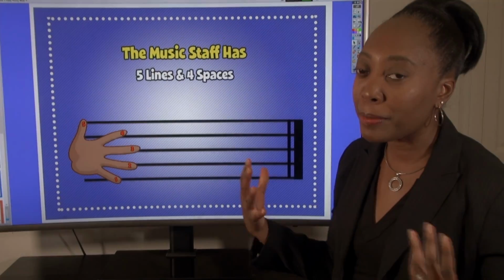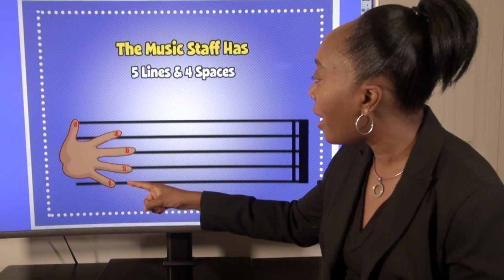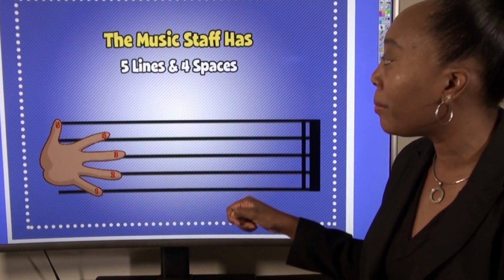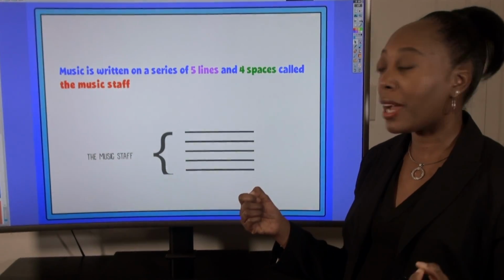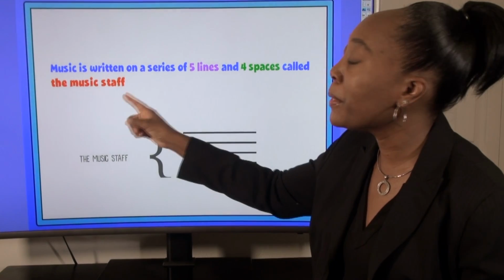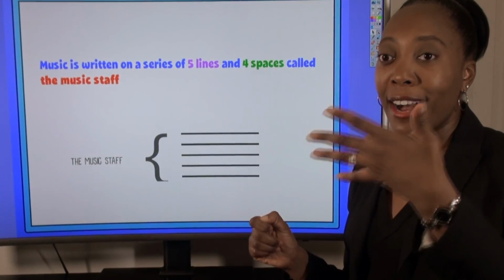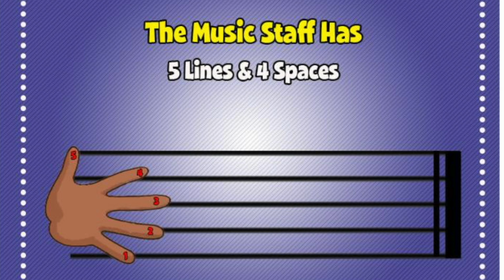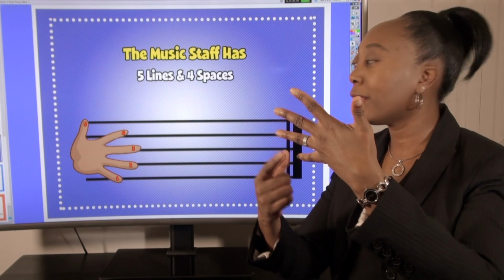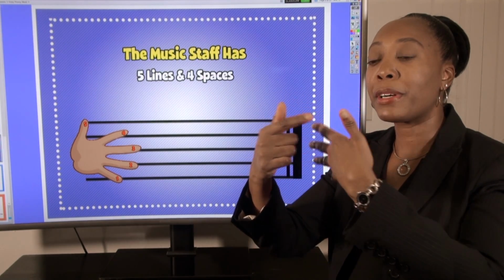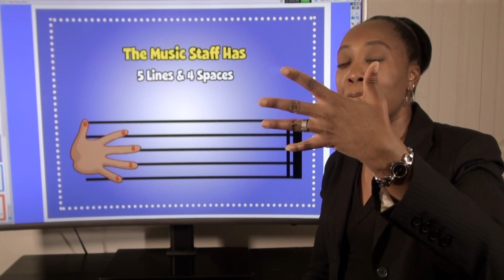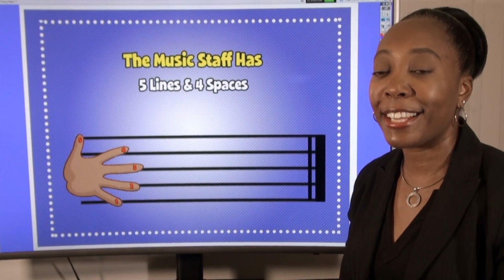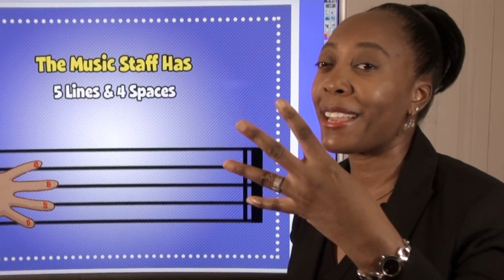Let's look at it a little bit closer here. When we look at the music staff, we have lines and then they have some spaces in between them. And the best way to remember that is to remember that music is written on 5 lines and 4 spaces. You want to count with your hands. So we have 1, 2, 3, 4, 5. So you have your hand there to always remember 5 lines and 4 spaces. And I like to sing 5 lines, 4 spaces.